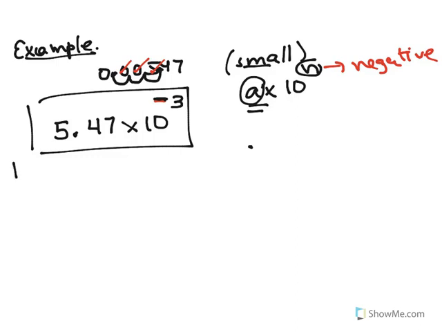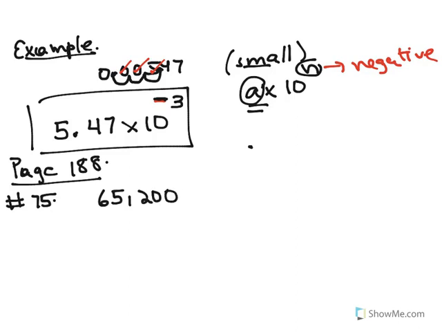Let's go to page 188 and let's do some problems from the textbook. Again, I'm going to do the odd problems and you are going to do the even problems, always checking in the back of the book. So let me talk about problem number 75. Number 75, you have the number 65,200. And what I'm going to do is I'm going to convert this number from standard notation to scientific notation.